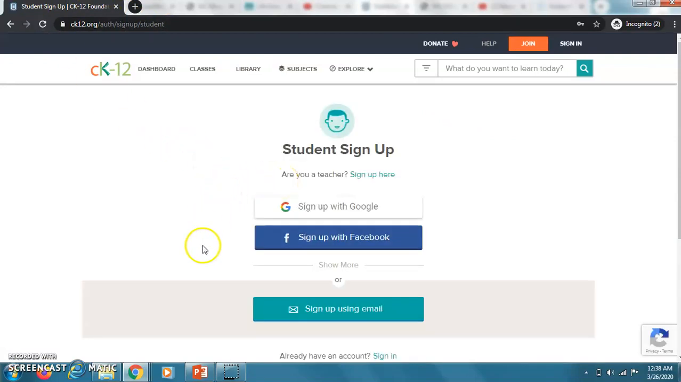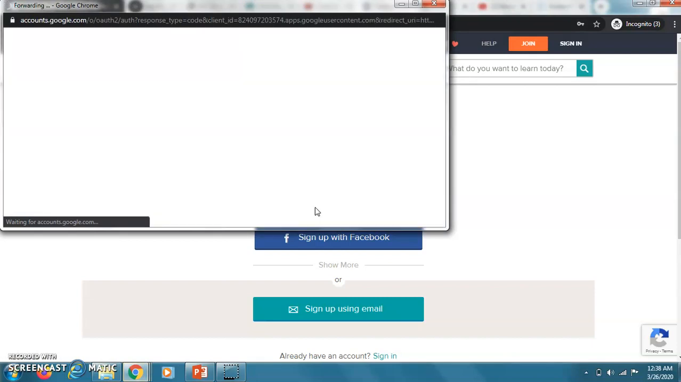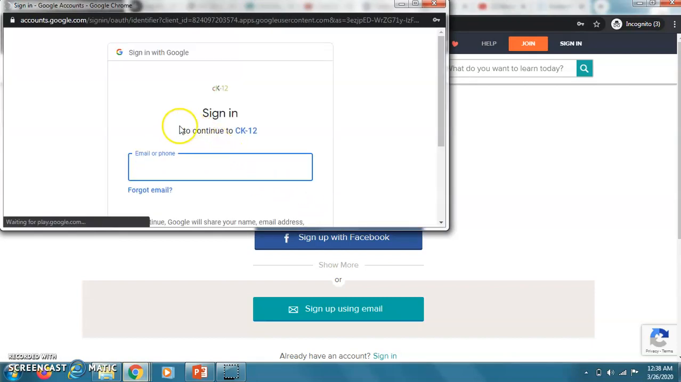There it is. So when you do this, it should say student sign up. Don't do the teacher one. And you should just be able to click sign up with Google. And it should open a new window. And it should have a place for you to put your information. So put your school district email. Remember, it's the way you sign into the computer.